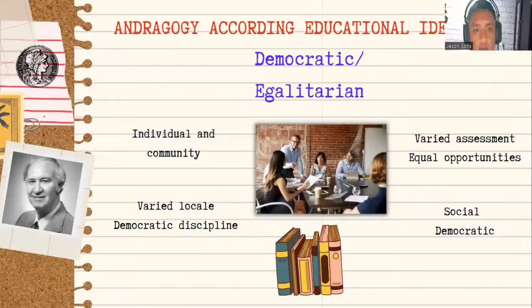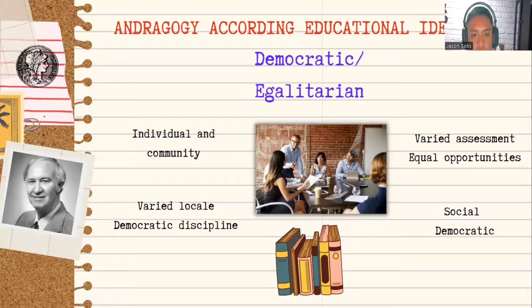Hey teacher, I'm Jason Solis. I'm going to talk about andragogy according to educational ideologies. According to Knowles, andragogy can be a democratic and egalitarian ideology. Andragogy is applied to the education of the human being without looking at the biological or psychological age that is present. An educational environment is basically characterized, according to Knowles, by these characteristics.